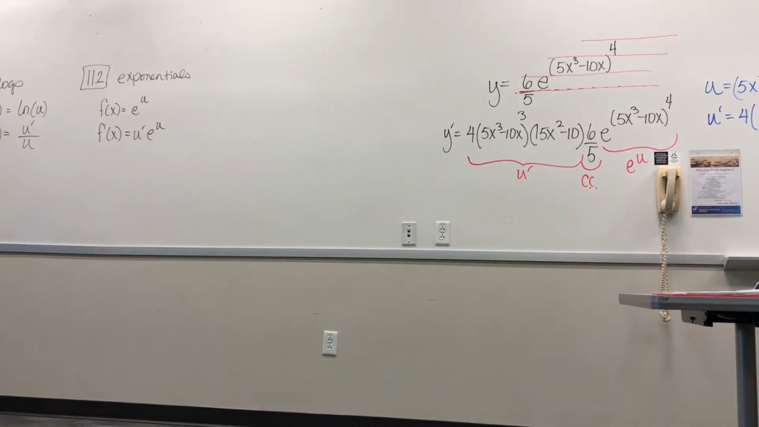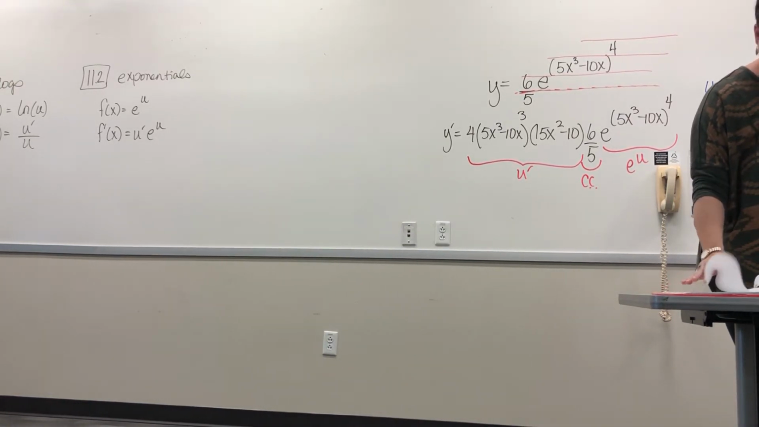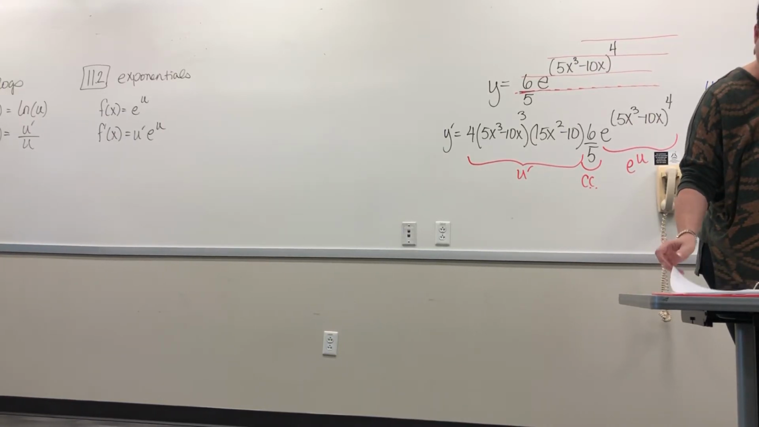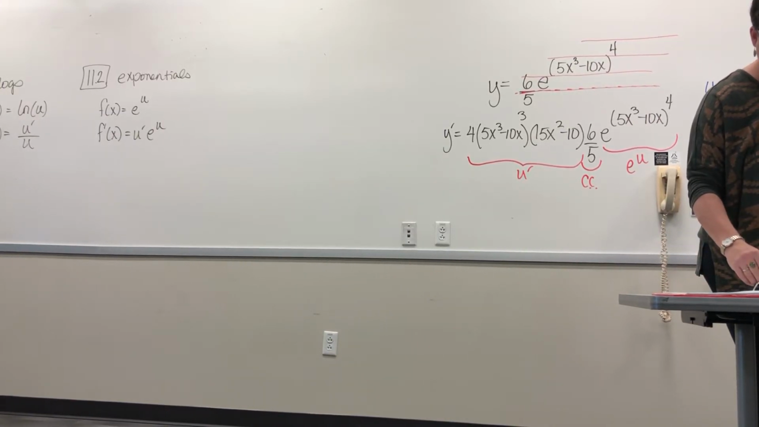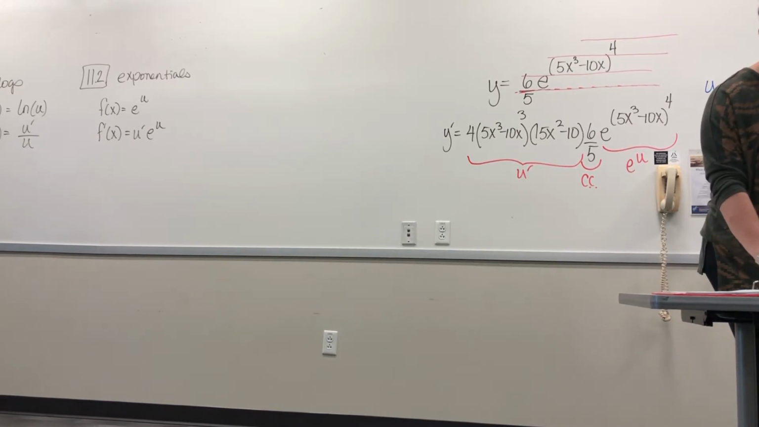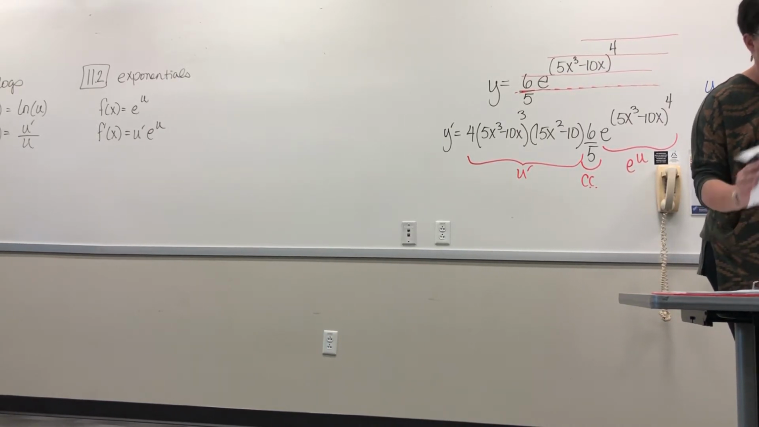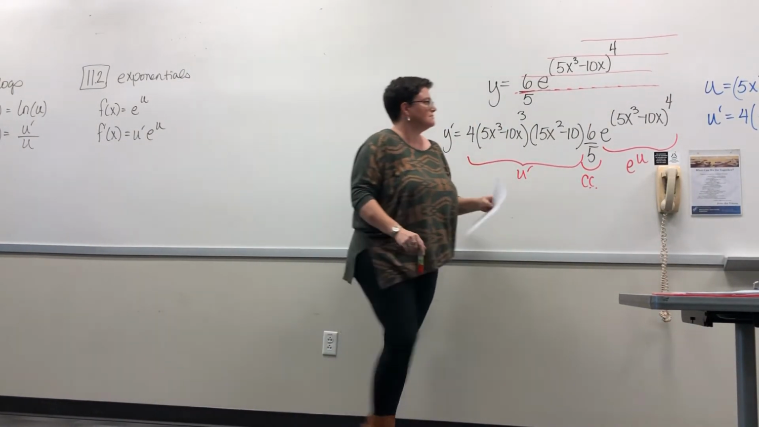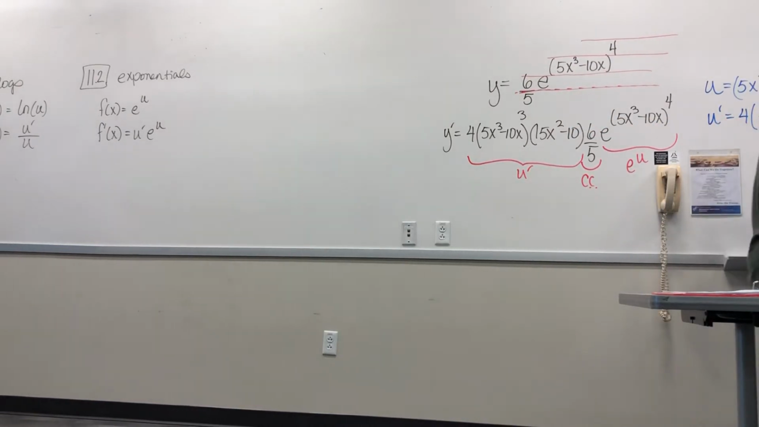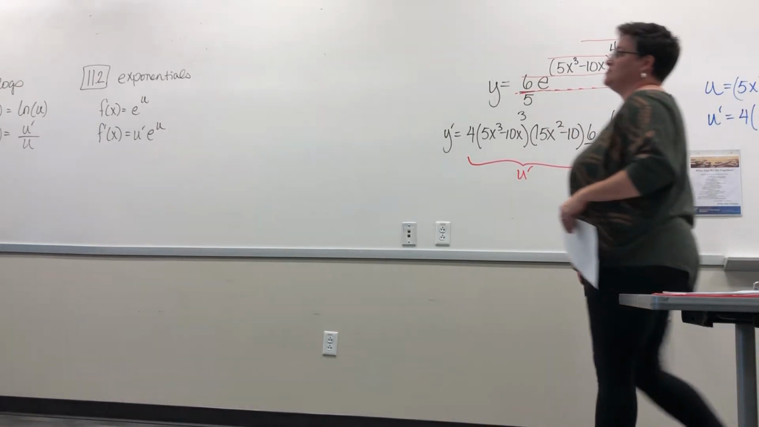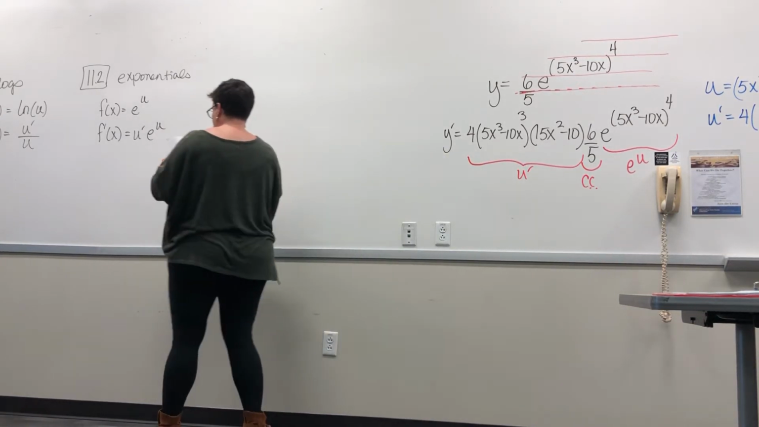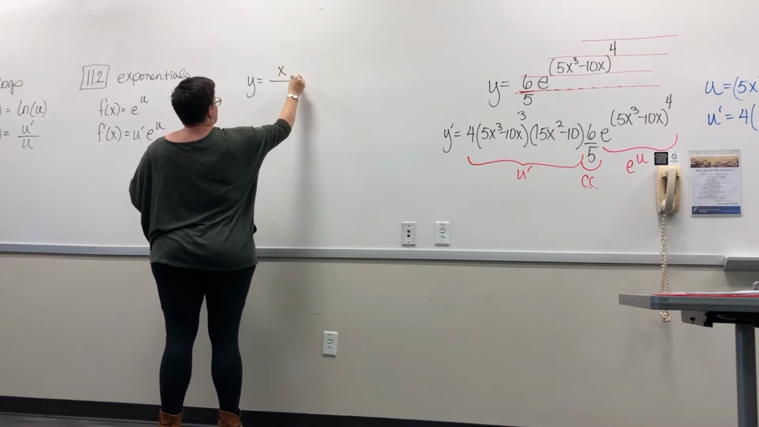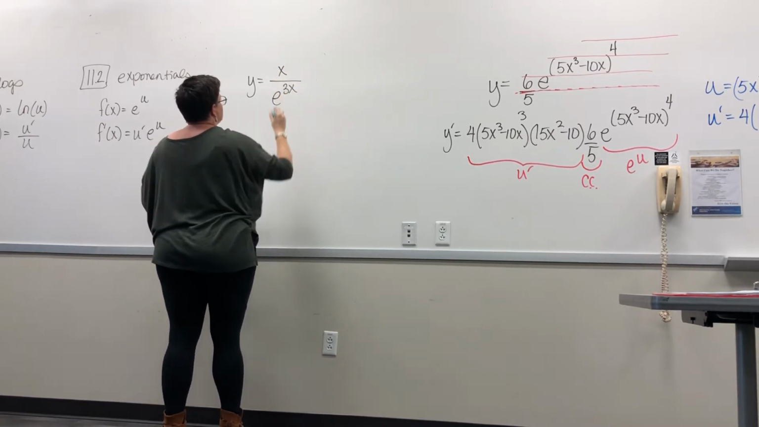All right, let's look at a couple more. I know you guys are getting restless, but I want you to be comfortable with these, because homework's gonna be ugly. And I wanna show you guys that they're not nearly as bad if you take them piece by piece by piece. y equals x over e to the 3x. Deceptively simple, yes?